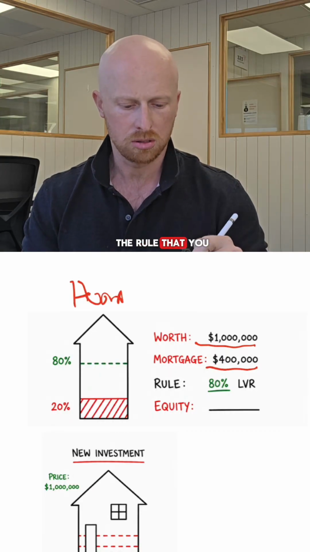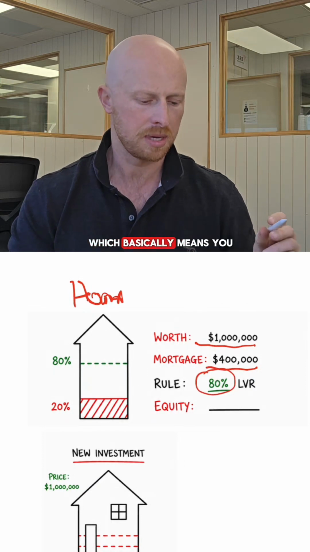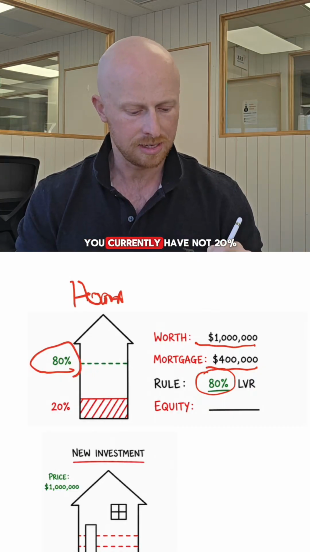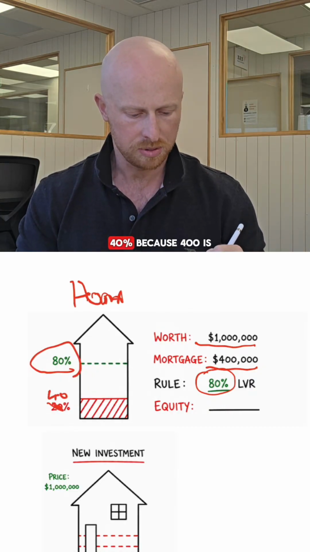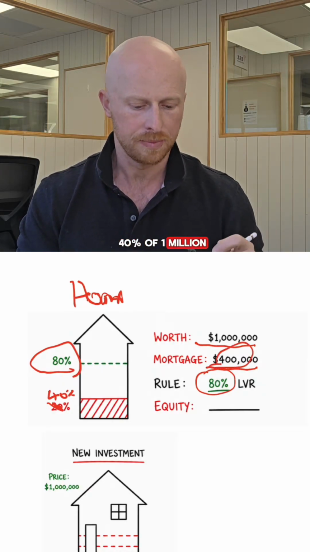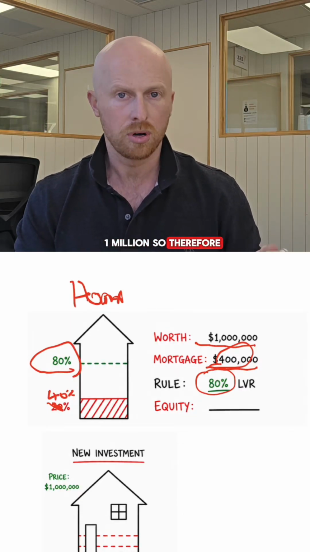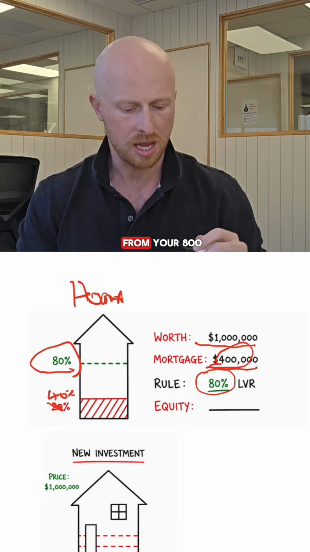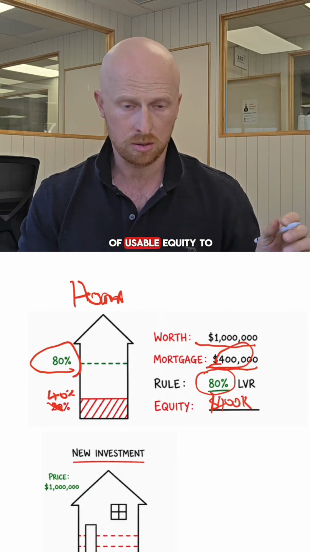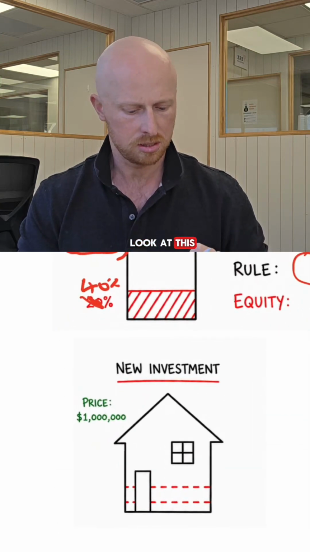So the rule that you need to be aware of is you can go up to 80% LVR, which basically means you go up to 80% of its value in lending. You currently have not 20%, but 40%, because 400 is 40% of 1 million. 80% is 800 of 1 million. So therefore, you take your 400 from your 800 and you have got $400,000 of usable equity to buy your investment property.